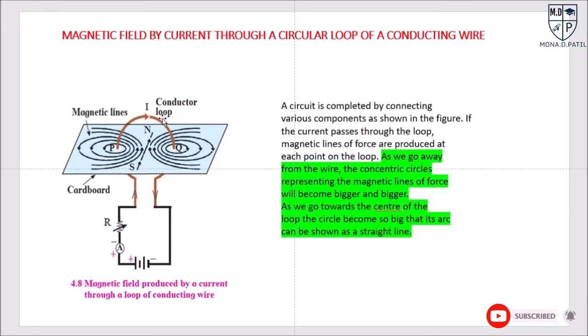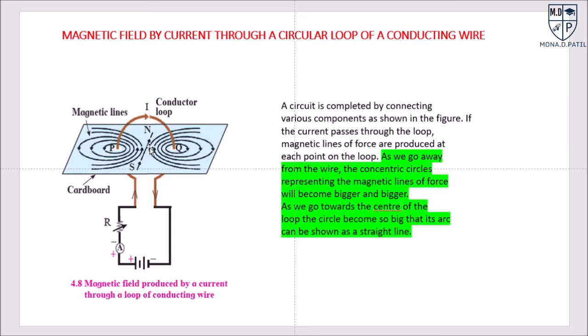You can see here on both points of the loop, P and Q, magnetic lines are formed. As you can see, going up far away from this loop or point of the loop, the magnetic lines or circles become bigger and bigger. So as we go away from the wire, the concentric circles representing the magnetic lines of force become bigger and bigger as we go towards the center of the loop.